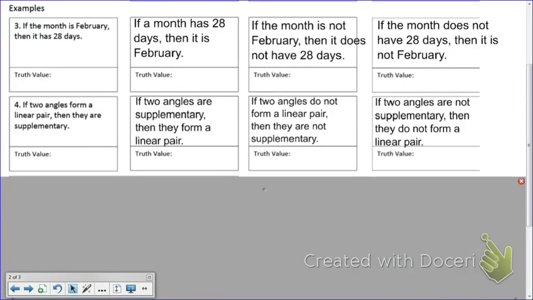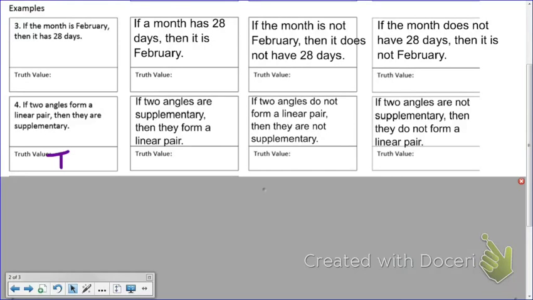In the next example, my original conditional is if 2 angles form a linear pair, then they are supplementary. Remember that a linear pair are angles that are adjacent and supplementary. They're creating a line. So yes, if 2 angles form a linear pair, then they are supplementary. It is true.